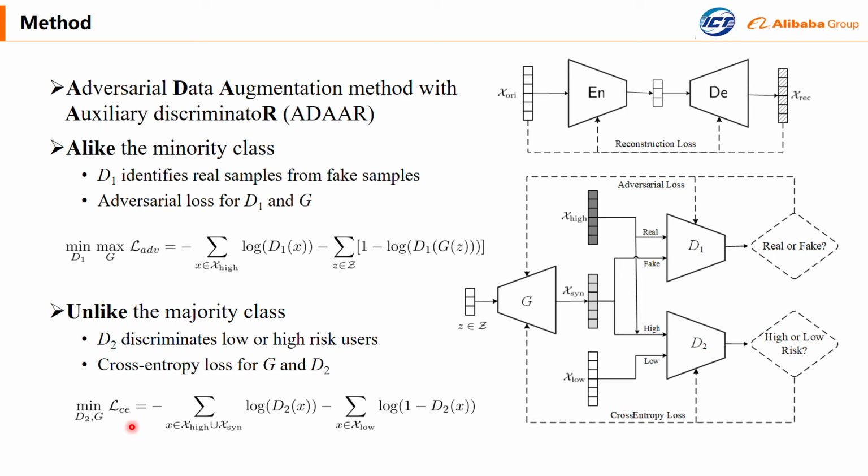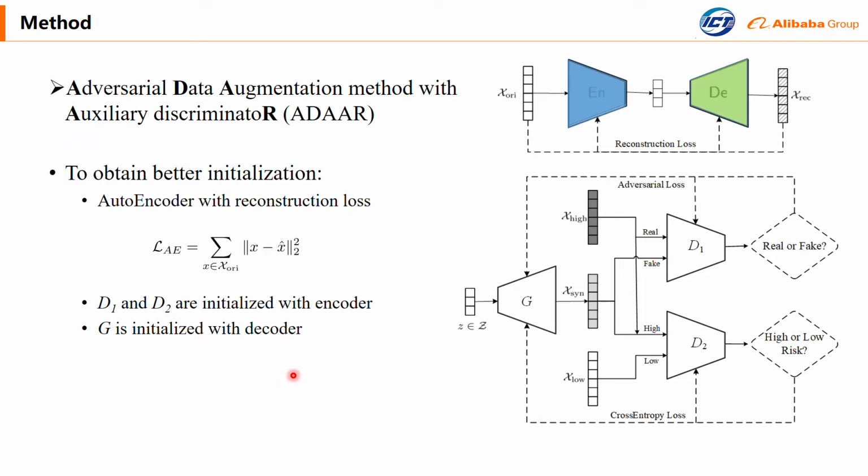As we all know, it could be hard to train a good generator. Therefore, we train an encoder-decoder framework with the reconstruction loss to initialize the parameters of G, D1, and D2. In detail, the parameters of D1 and D2 are initialized with the encoder, and G is initialized with the decoder.